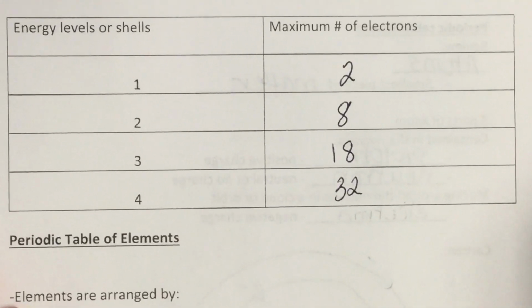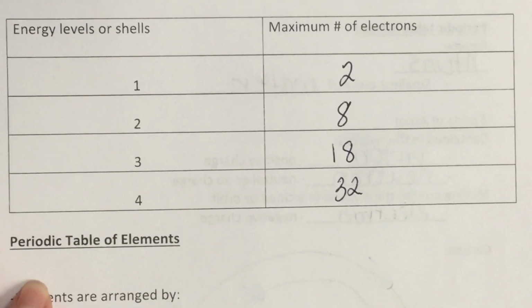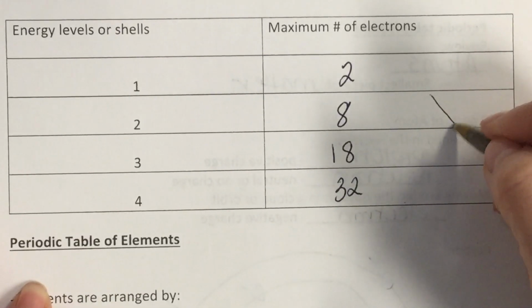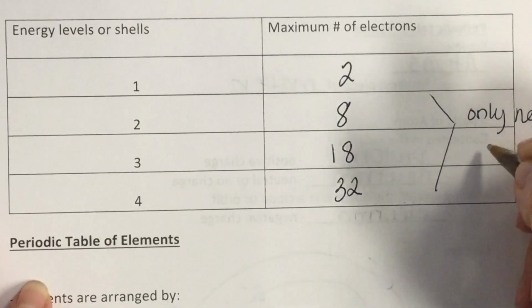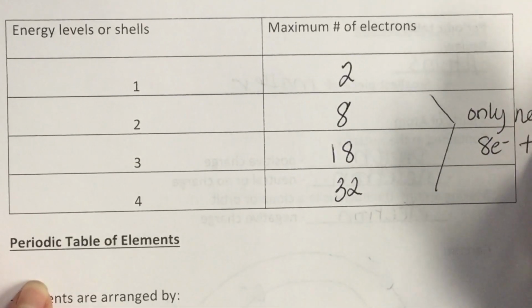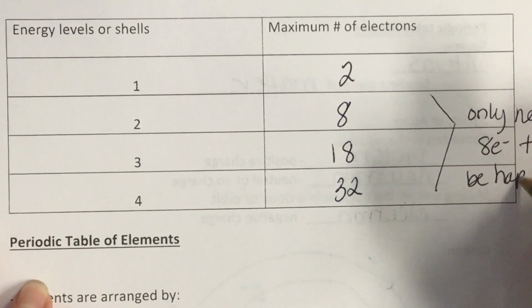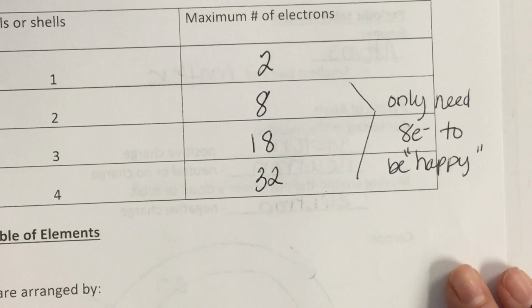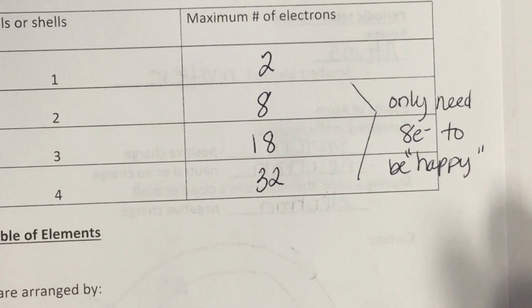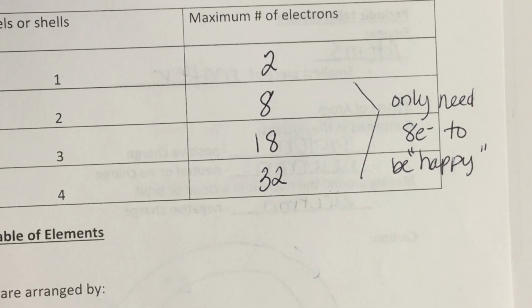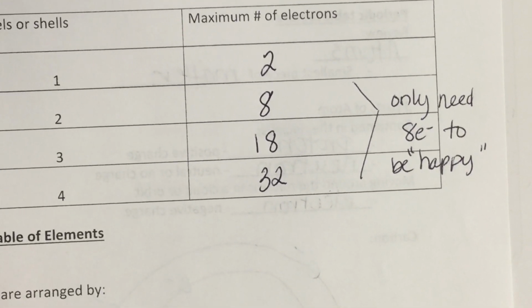Now, just for a little sideline, just so you've heard it and keep it as future reference, you should be writing this, they only need 8 electrons to be happy, okay, in the second and higher shells. And we'll talk more about that when we talk about bonding in general. Okay, so we reviewed protons, neutrons, electrons.